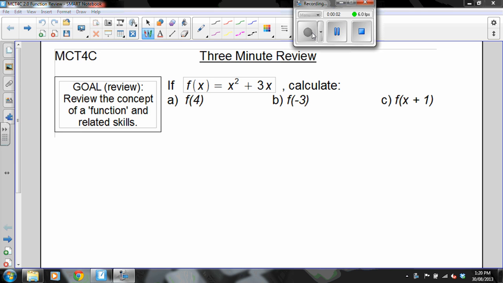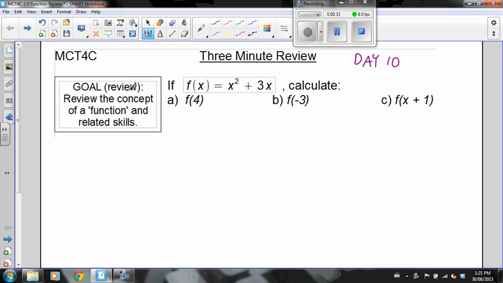All right, this is MCT4C, day ten or so, and this is the first lesson of Unit 2. This is a review lesson, stuff that you did last year in grade 11. It doesn't really appear in our textbook, but it's important stuff to remember, stuff that some students have trouble with, so we're going to spend a day doing a little bit of review of what it means to be a function.